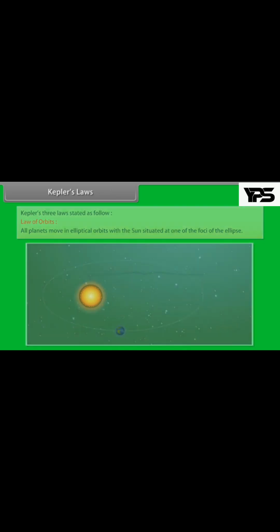Kepler's laws. Kepler gives 3 laws. They are stated as: Law of orbit. All planets move in elliptical orbits with the Sun situated at one of the foci of the ellipse. Law of areas. The line that joins any planet to the Sun sweeps equal areas in equal intervals of time. This law comes from the observation that planets appear to move slower when they are farther from the Sun than when they are nearer.